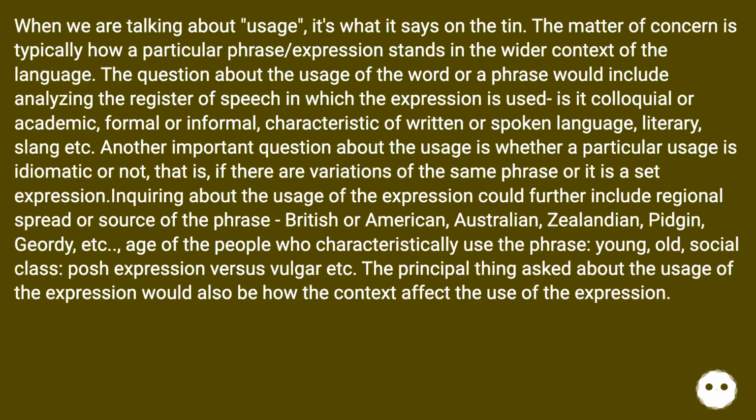When we are talking about usage, it's what it says on the tin. The matter of concern is typically how a particular phrase or expression stands in the wider context of the language. The question about the usage of the word or a phrase would include analyzing the register of speech in which the expression is used. Is it colloquial or academic, formal or informal, characteristic of written or spoken language, literary, slang etc. Another important question about the usage is whether a particular usage is idiomatic or not, that is, if there are variations of the same phrase or it is a set expression.